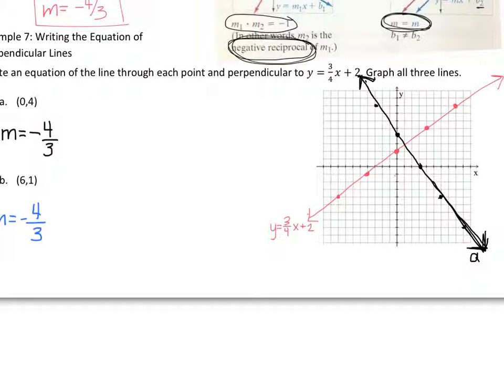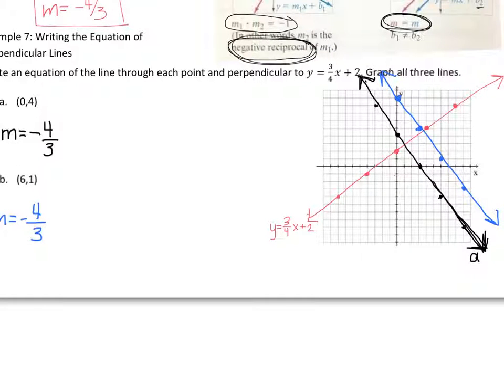Okay, I can go ahead and do the other one as well. It's 6, 1 is the point. So right 6, up 1. And then I'm doing the same thing. Down 4, right 3, or up 4, left 3. Remember, those 2 have the same slope, so they are parallel. But to the first line, they're perpendicular. Does it look right? That's good.